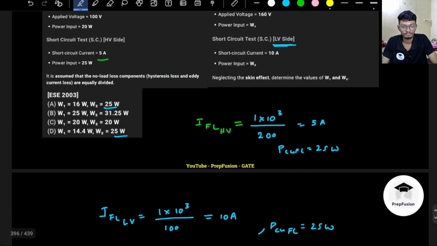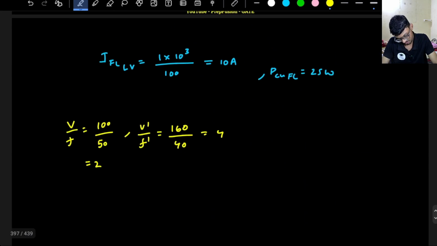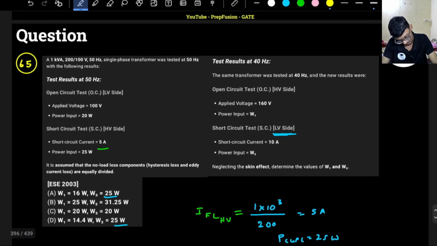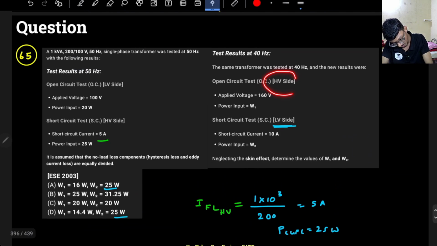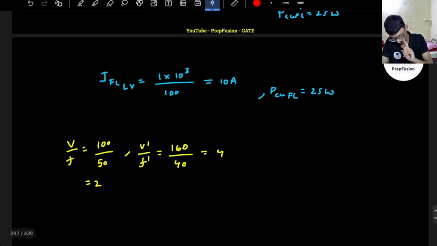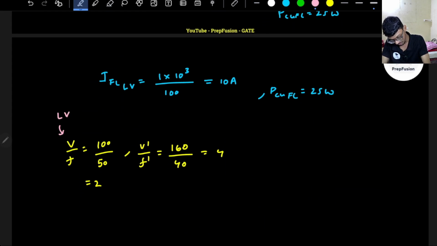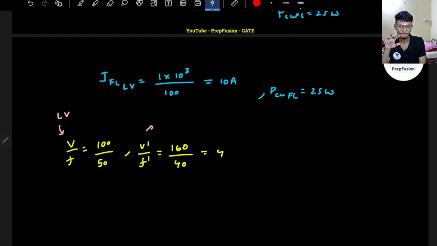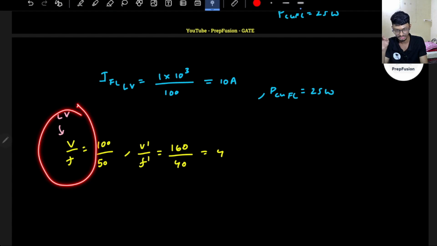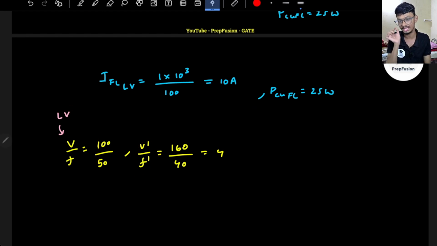So now, is it correct? V by F hasn't changed. No. Actually, now I'm operating on the high voltage side, so I have to compare the high voltage side voltage. Sorry, I made a mistake here. What is the mistake? This test was performed on the LV side, and now I'm performing the test on the HV side. So actually, I have to take the referred voltage on the LV side. I cannot take the HV side voltage, because the initial test was performed on the LV side. So here also I have to take the voltage from the LV side only, otherwise I will make a mistake.